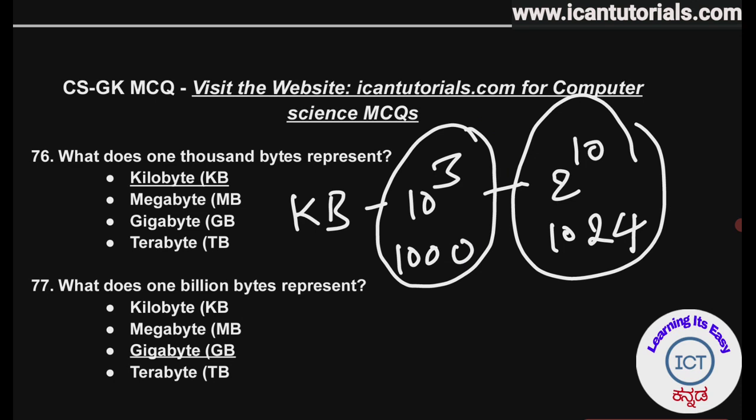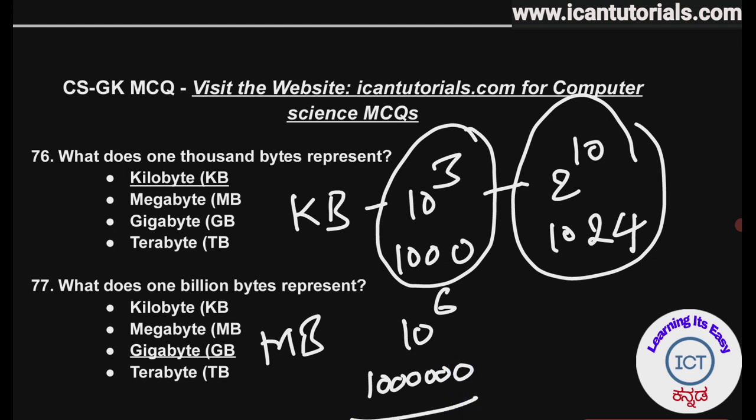If I consider MB also, MB means 10 to the power of 6, that is 1 followed by 6 zeros, that is 1 million. In the same way, 2 to the power of 20 will be 1024 KB. It is not bytes, now it is 1024 KB.